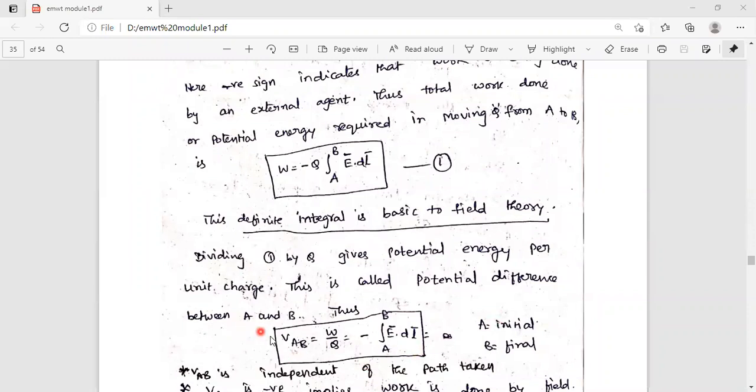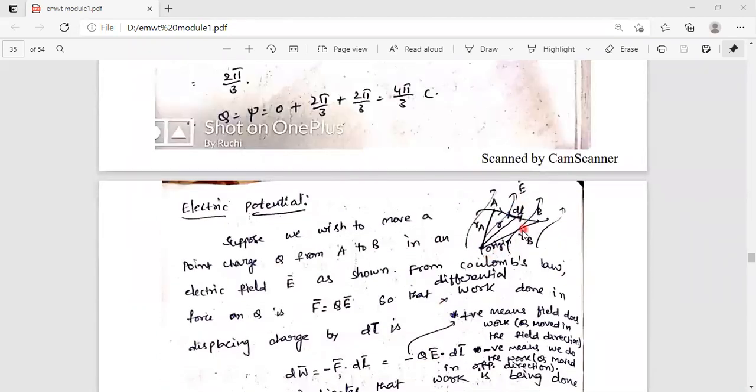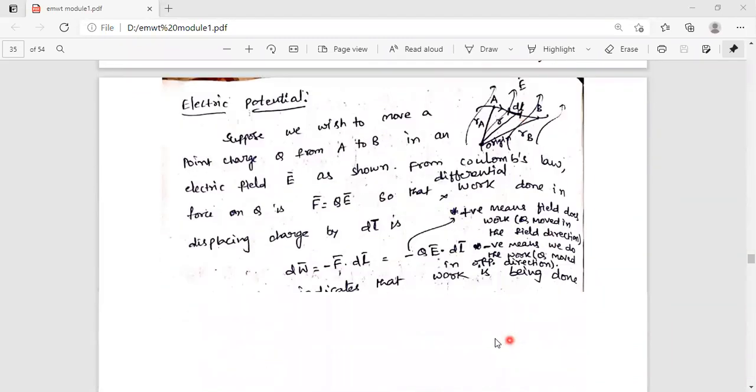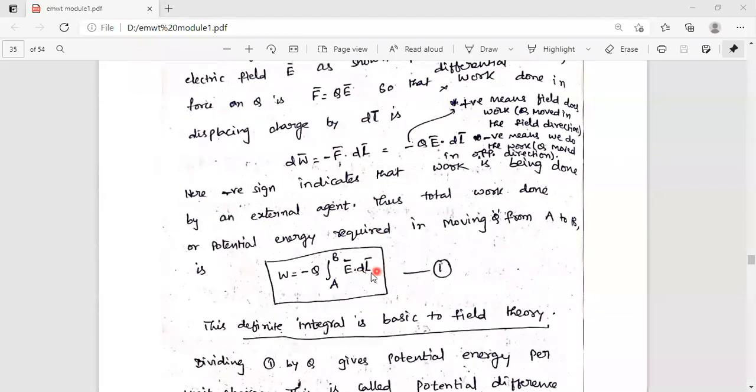Okay, similarly the potential difference between these 2 points is given by VAB equals minus integral A to B E bar dot DL bar. What is E bar? E bar means this field, the field where the charge is moving. And what is DL bar? DL bar represents the differential length, and E bar represents the field.